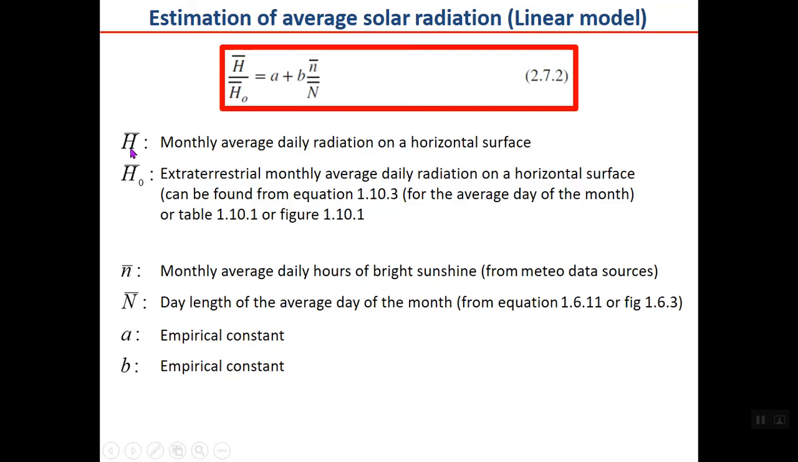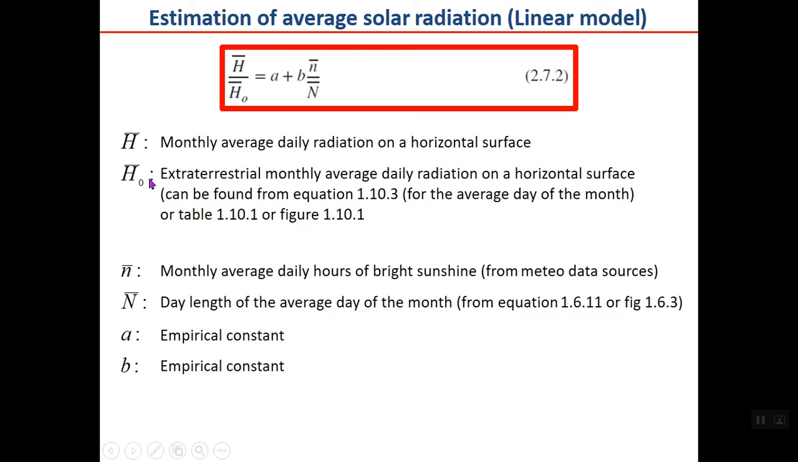In this equation, the parameters, if I repeat once more: H bar is the monthly average daily radiation on a horizontal surface. Please note that this is only for the horizontal surface. The other thing that you should notice is that this is monthly average daily radiation. When we say monthly average daily radiation, we mean the daily radiation. So H bar is for 1 day, but is the average for the month in question. For example, for any day in the month of July.